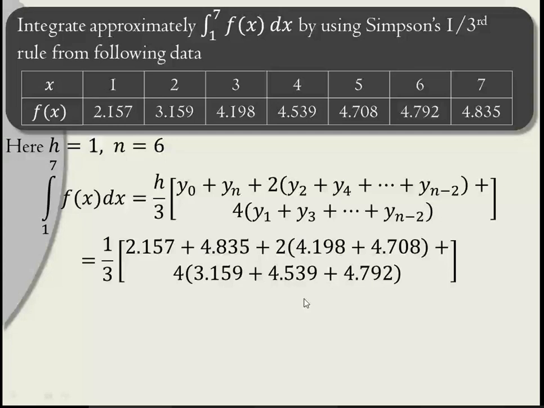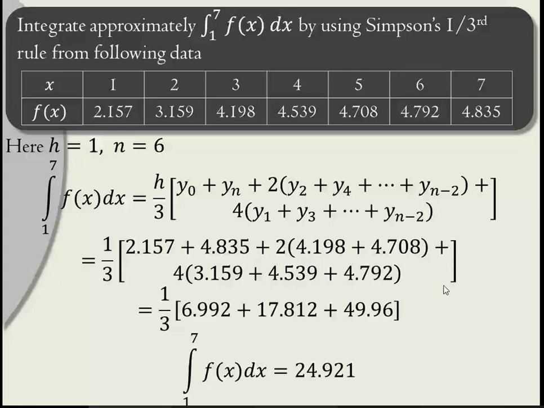So after taking first and last, 2 times the even terms y2, y4 plus 4 times the odd terms y1, y3, y5, like that. And this simple calculation gives us the answer: 1 by 3 into 6.992 plus 17.812 plus 49.96. And if you calculate, it gives us the answer 24.921. So very easy. Just properly remember the formula.